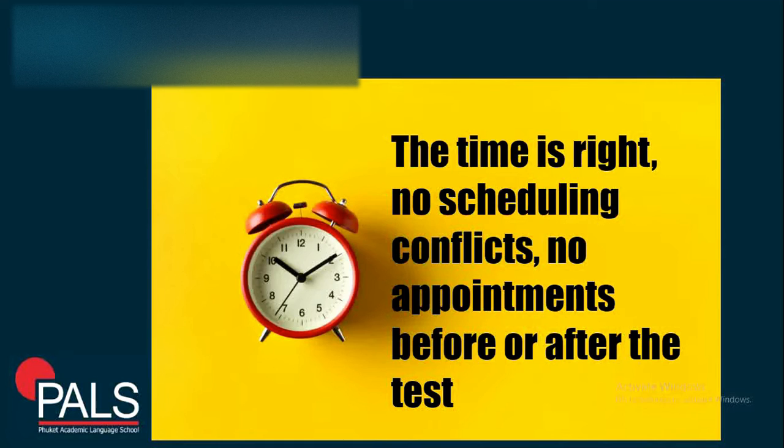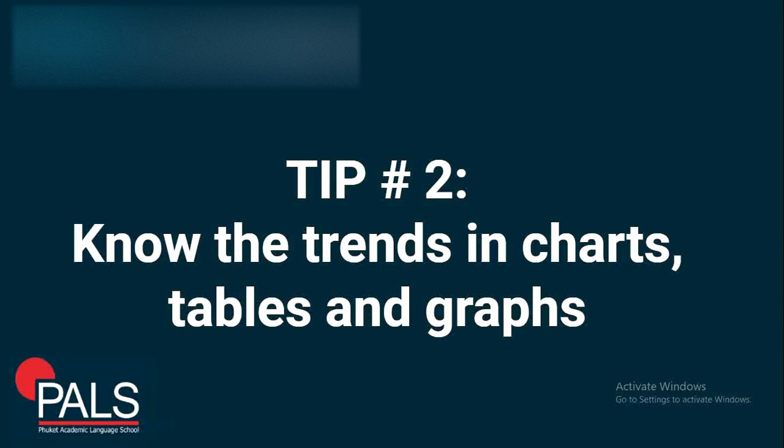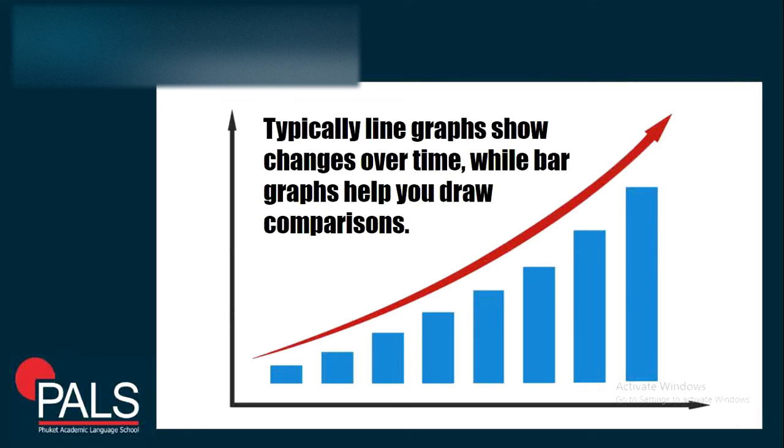All right? So let's go to the second tip. Know the trends in charts, tables, and graphs. When you're given data to interpret on the social studies test, it is because that data is being used as the basis for a conclusion. So typically, when you see a line graph, it shows changes over time, while a bar graph helps you draw comparisons, right? And be sure to read any and all titles and labels.